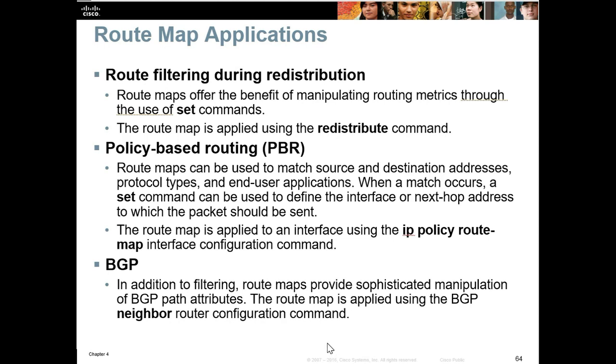Okay, the next one we can use in BGP. Okay, so route maps provide sophisticated manipulation of BGP path attributes. Nanti kita akan belajar BGP and look at all the different attributes for selecting the path. Okay, so kita gunakan command neighbor untuk apply that particular route map. So banyak kegunaan route map ni. One of it is to filter traffic masa kita buat redistribution into the routing protocol.